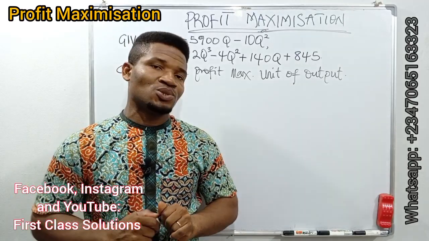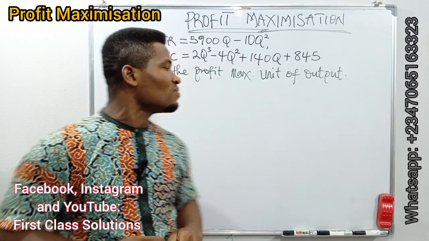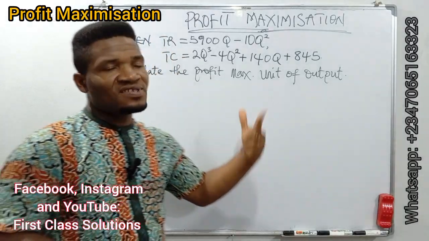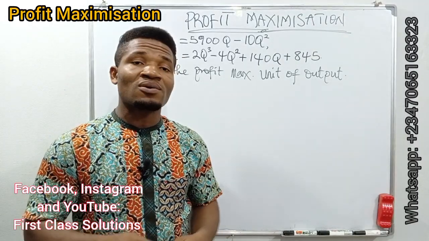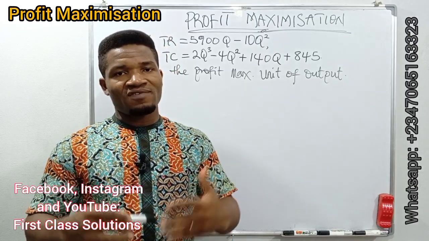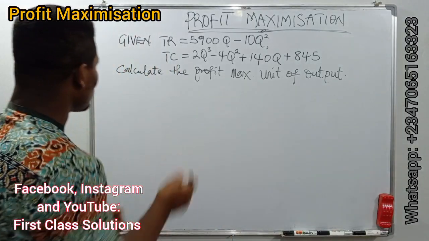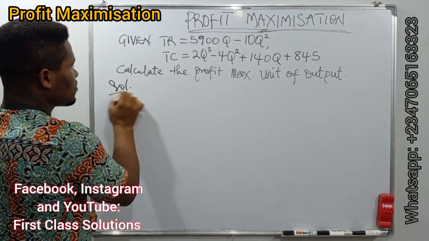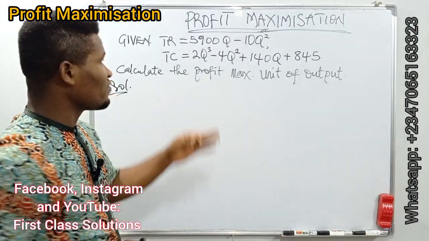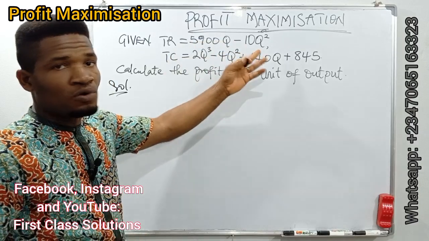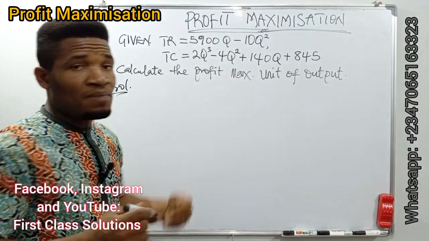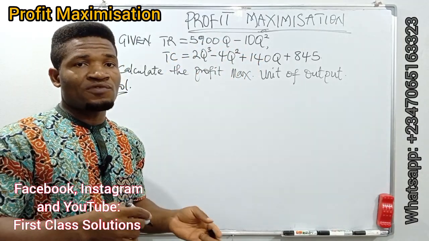Today in First Class Solutions, we'll be looking at a simple problem. This is actually a problem of profit maximization, and they want us to calculate that unit of output that will make a firm maximize its profit. This is in no way a difficult thing. We just need to look at how the profit function will be derived from the difference between the total revenue function and the total cost function. Remember, profit is the difference between total revenue and total cost.